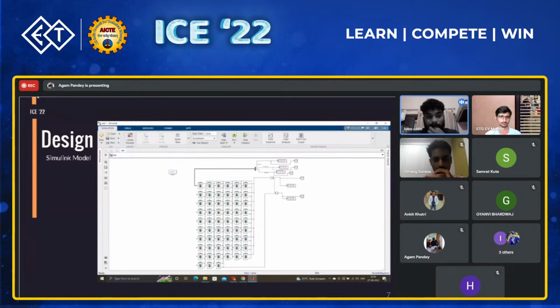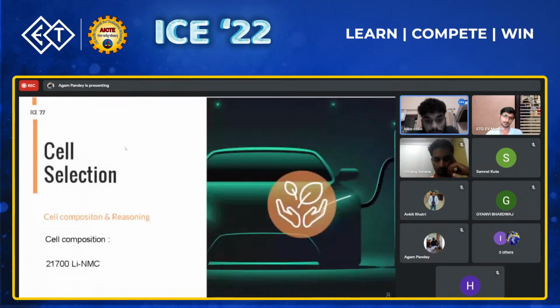This is my battery pack model. This is a 6S and 56P battery pack. This is one single module. If you have 7 modules of this kind, you will get a current output of around 2016 watt-hours. Nothing else. Next, I guess. Agam explains from here.